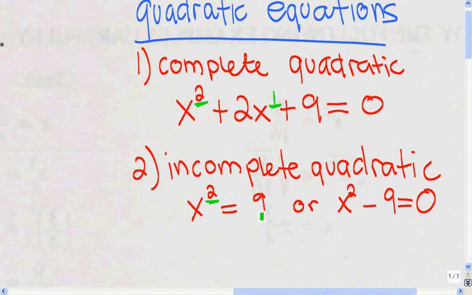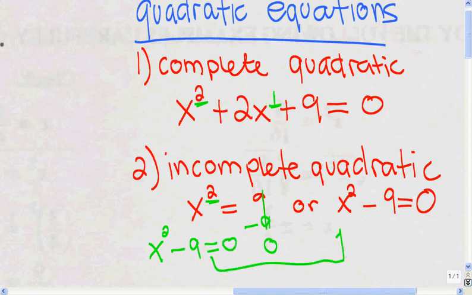These two equations, even though they look different, are actually the same. Let me show you. If I subtract 9 from this side, I get 0, right? But what I do to one side, I have to do to the other. So x squared minus 9, because I subtracted 9, minus 9 equals 0. So you see how this one looks like this one now? And I can make this one look like this one.